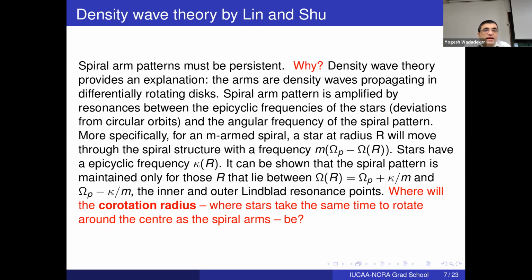The spiral arm pattern is amplified by resonances between the epicyclic frequencies of the stars, which lead to deviations from circular orbits, and the angular frequency of the spiral pattern. So the spiral pattern is rotating with some angular frequency. In addition to that, each star that is in the disk has what is called an epicyclic frequency.